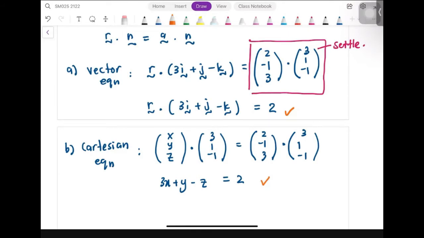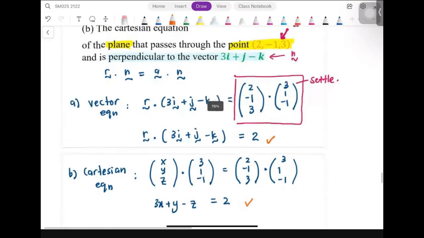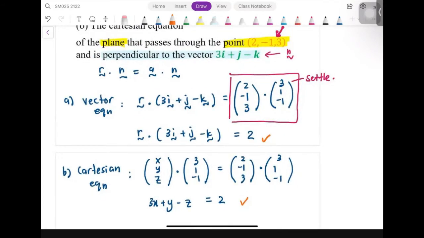That's two forms of equation of plane in space. Kita ada dua je, ingat, vector equation and Cartesian equation. Dia tak ada parametrik kat sini macam line. So ada dua bentuk je. Senang lah sebenarnya. Alright.